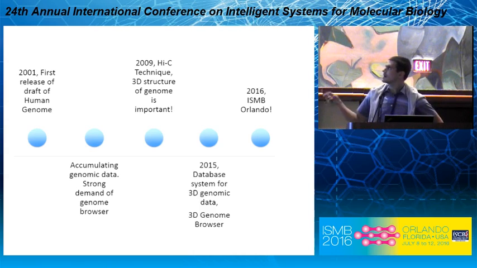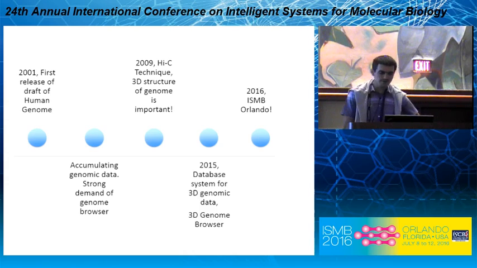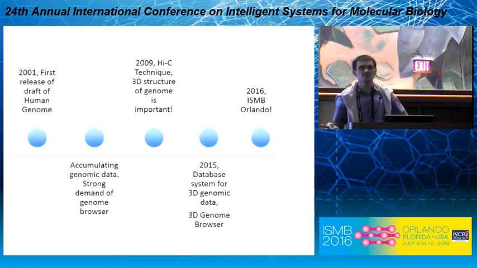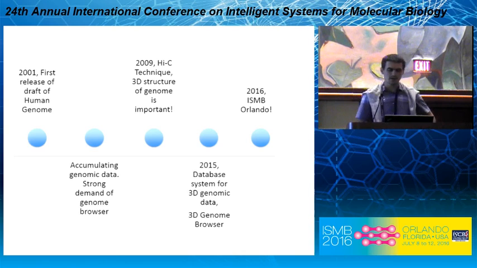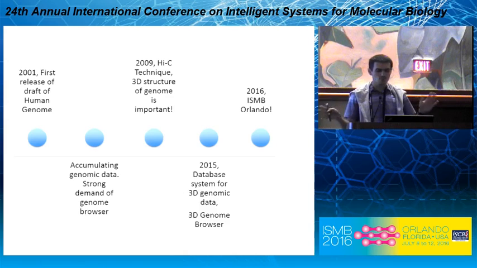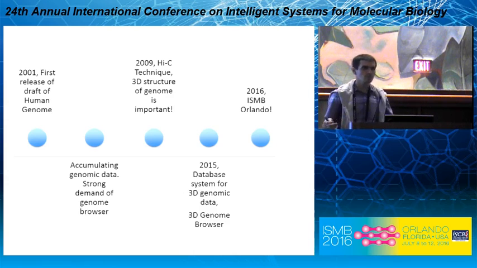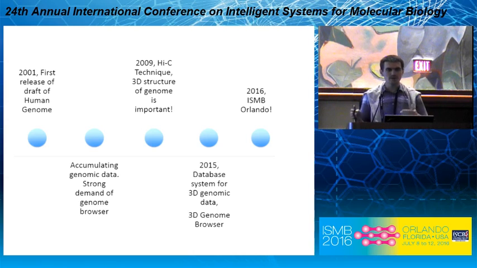For example, in 2009, the Hi-C technique appeared, and 3D structures seem to be important for understanding some regulatory mechanisms. But that was a kind of problem because since then we didn't change any paradigms in the storage part. We didn't change any tools to manipulate data which is already 3D oriented. So one year ago, we tried to change something.